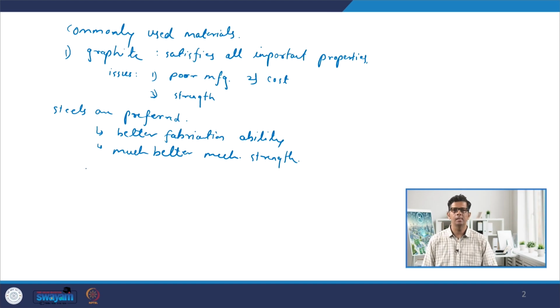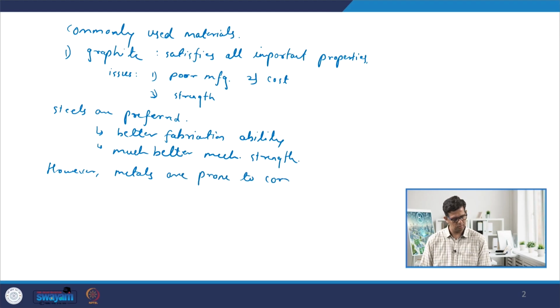Now, what is the issue with metals? Basically, they are very prone to corrosion. So, let me write this up. However, metals are prone to corrosion, and this corrosion takes place on the surface of the bipolar plate, typically where the gas diffusion layer touches the bipolar plate. That is the interface where corrosion can be observed, and this oxide layer that is formed on the surface of the bipolar plate is highly insulating in nature, and that is why the resistance of the cell or the stack increases drastically if this corrosion is not addressed properly.